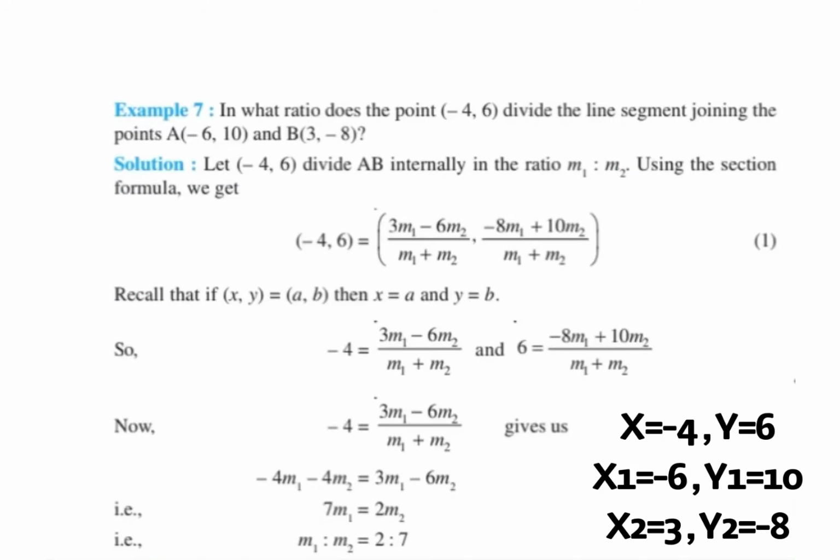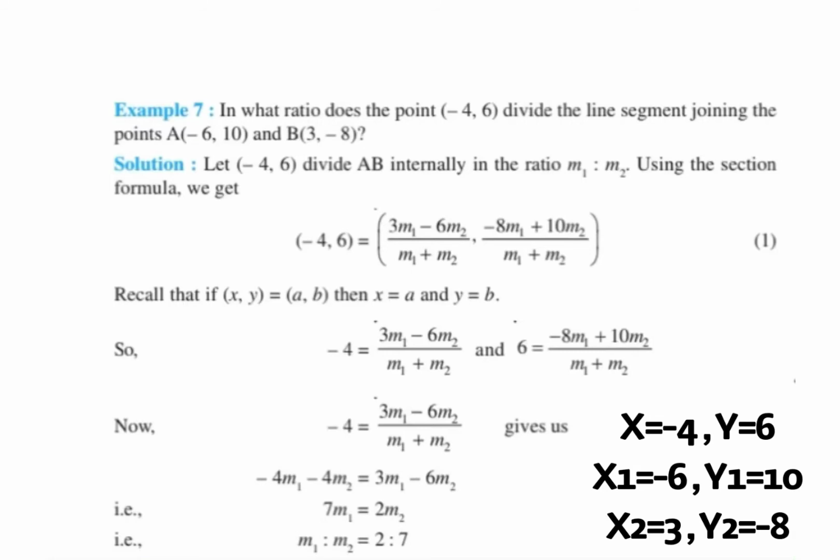Example 7. In what ratio does point P(-4, 6) divide the line segment joining points A(-6, 10) and B(3, -8)? Here they have given the coordinates of point P, which is dividing AB, and we are asked to find the ratio in which it is dividing, that is, we are asked to find m1 upon m2.